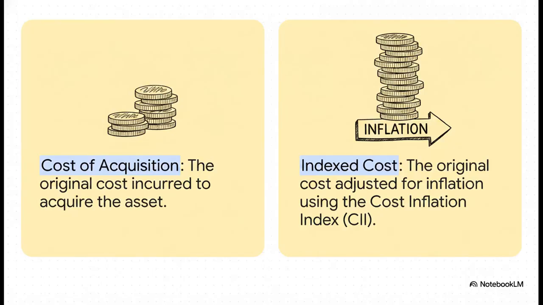Now, this next point is absolutely central to long-term capital gains. You've got your cost of acquisition, which is just the simple purchase price. But Section 72, subsection 2, gives us this fantastic benefit called the indexed cost for long-term assets. By applying the Cost Inflation Index, or CII, we get to adjust that original cost for inflation. This is so important because it means you're being taxed on the real increase in the asset's value, not some imaginary gain that's just a result of inflation over time.